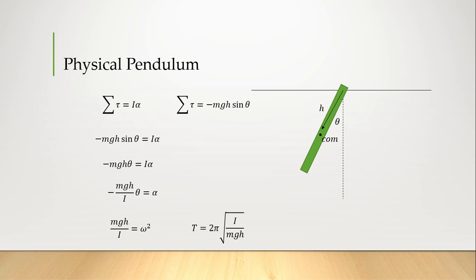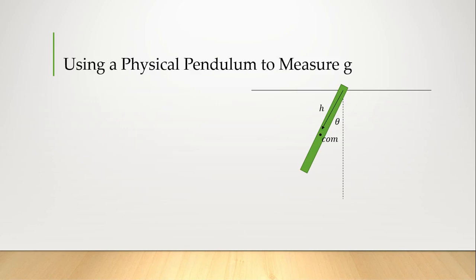What h really is, is the distance between the center of mass and your axis of rotation. So let's use a physical pendulum to measure the constant g. If we wanted to measure the constant g, what we'd need to do is measure the period of a physical pendulum. This happens to be one of the most common ways to measure the constant g. Take something like a solid uniform beam, put a nail in it, and rotate it back and forth on the nail and measure the period.